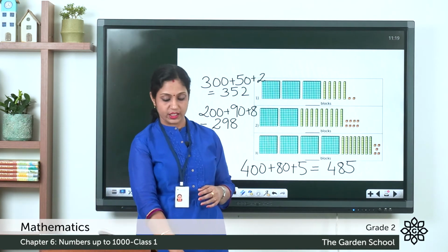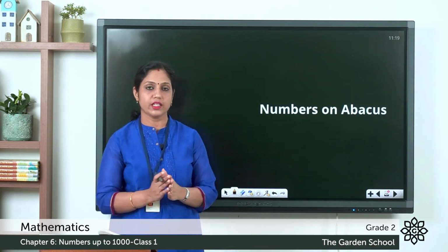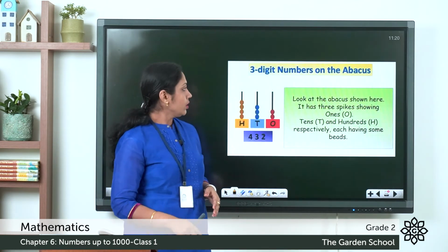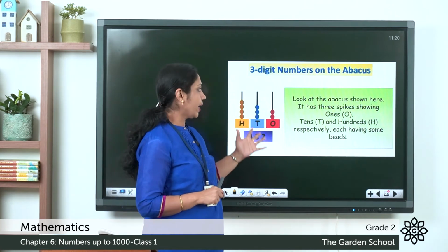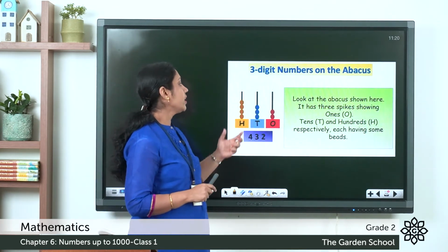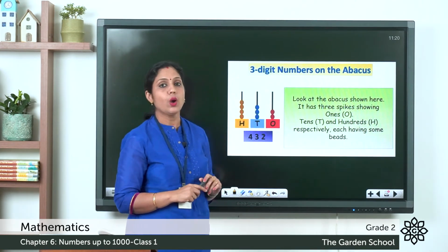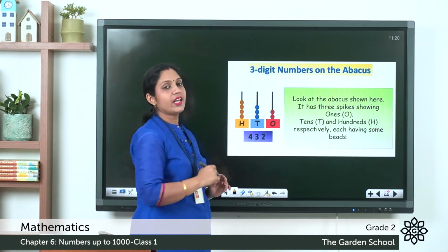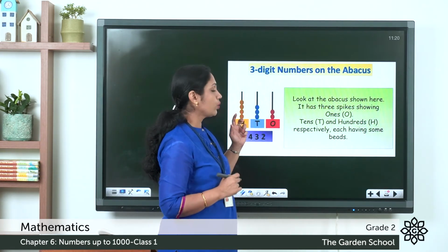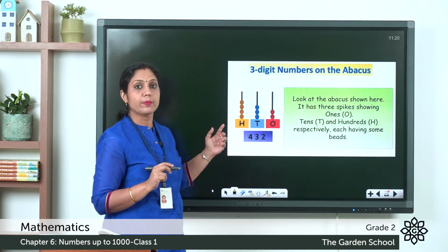Next, let's move on to the next topic: numbers on an abacus. So what is an abacus? An abacus is an instrument to do mathematical calculations. You can do addition, subtraction, multiplication, etc. on an abacus. So now let's see. Here you can see an abacus and it has 3 spikes. You call them spikes. And each spike has some beads. So we always start from the right side, that is from the ones. So ones, tens, hundreds, and we start reading it from the left side. Here O represents ones, tens is represented by T and H represents hundreds.